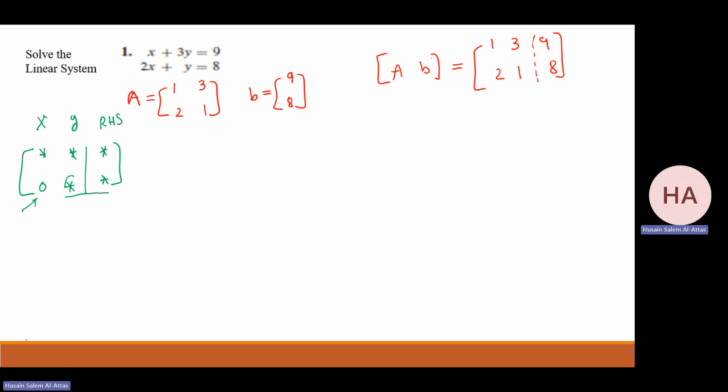Like what we did with the elimination method. Okay, so let us do it. Now, how to do this? How to make this 2? I multiply the first row by minus 2, R1 plus R2, to get what? I have 1, 3, 9, same. Multiply by minus 2 and add, that will be 0. By minus 2 and add, that will be minus 5. By minus 2, that is what? Minus 18 plus 8, minus 10.